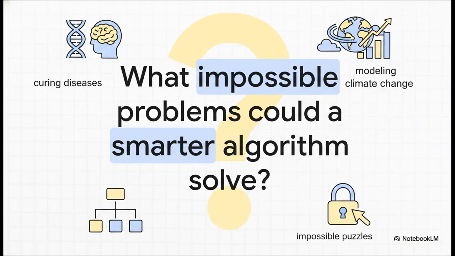And that's the thought I want to leave you with. So many of our biggest challenges, from developing new medicines to modeling climate change, are at their heart just massive computational problems. So what problem that seems impossible today is just one brilliant, more efficient algorithm away from being solved tomorrow?